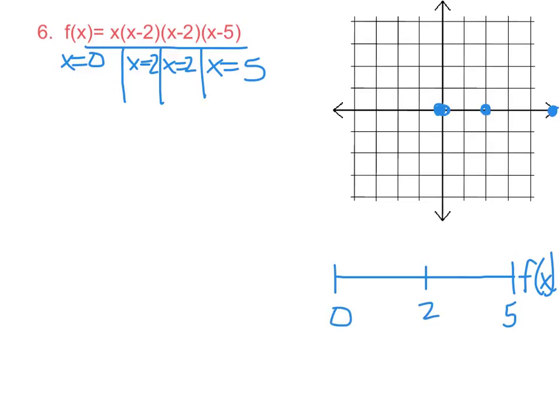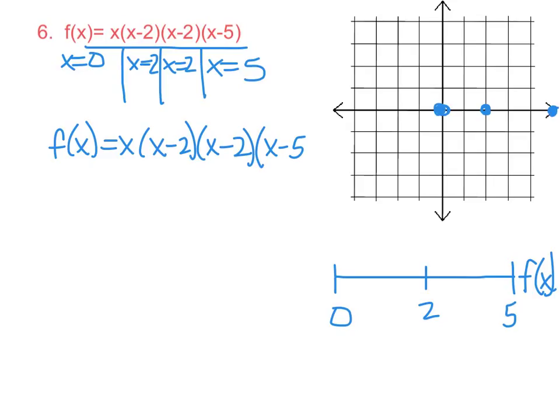So remember what we're going to do now is we're going to go back to that original function in factored form, which was x minus 2, x minus 2, and x minus 5. And we're going to plug in values. So I'm going to look at my sign chart, and I'm going to pick a number between 0 and 2. So obviously I am going to pick 1. So I'm going to put in a 1 everywhere I see an x.